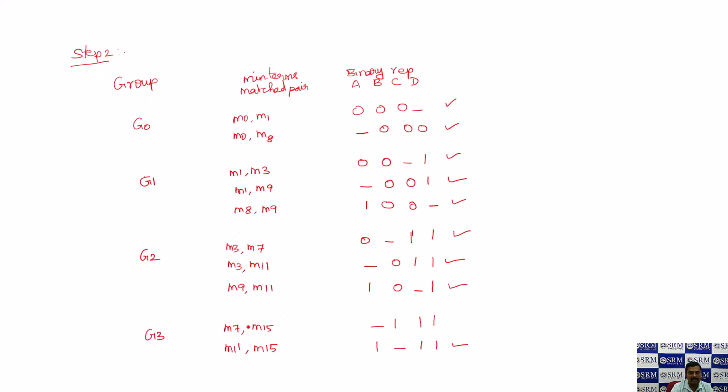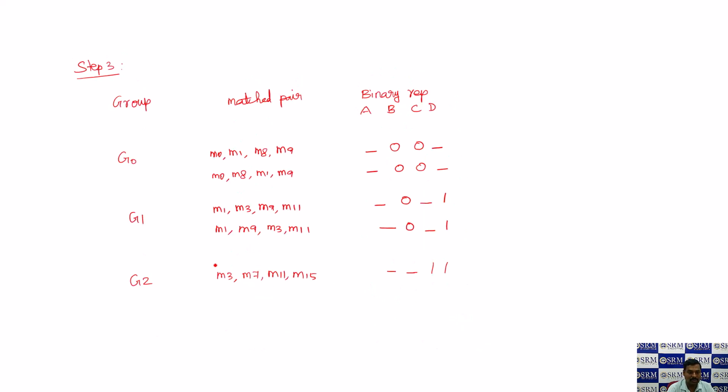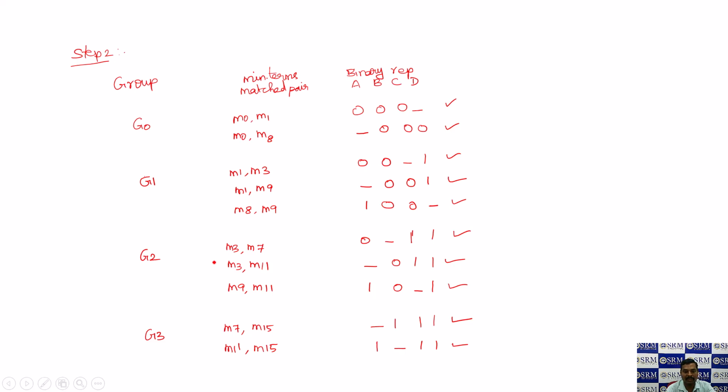Next, this was still not grouped, but we have to compare this with the previous, that is M3, M11 with M7, M15, as well as M9, M11 with these two cases. Okay, so now I'm going to group. Now check M3, M11 with M7, M15. You can see the first is the same, the second is varying, the last two are the same.